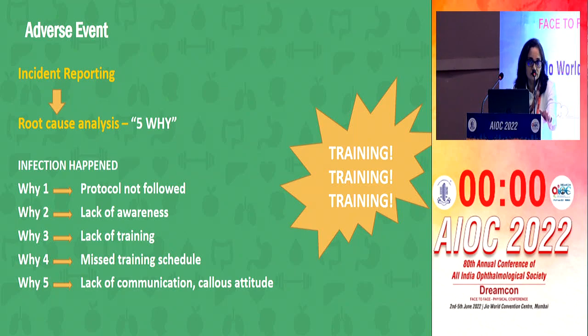There are various methods. We'll learn two simple methods. One is the 5 why method. You keep asking why a couple of times till you get the answer. Suppose infection has happened. Why did infection happen? Because protocol was not followed. Why did it happen so? Because there was a lack of awareness. And then at last you come to the conclusion that there is a lack of communication and a callous attitude by the staff. Now, how to rectify this? You have to impart frequent training. Keep taking training, teach your staff and make them understand how important infection control practices are.